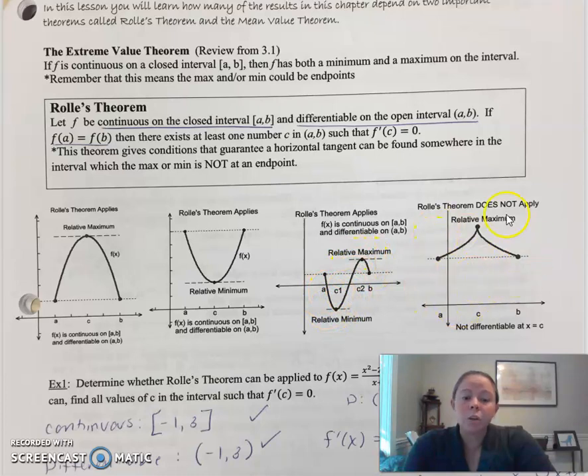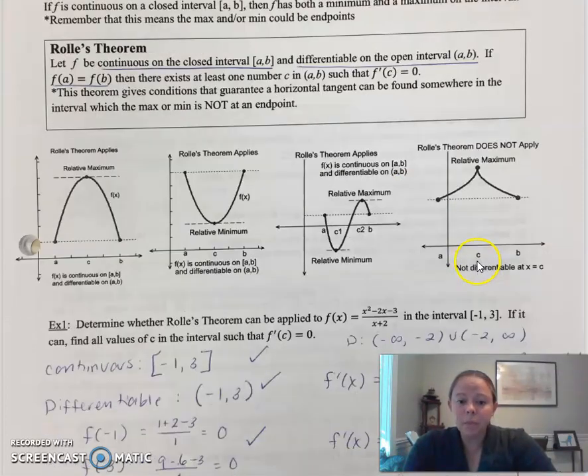And then here's where you cannot use Rolle's theorem. You can see it fails that second part. It's not differentiable on the open interval. We had this sharp turn right there where the slopes are not the same from the left and the right. And sure enough, the derivative is not 0. The derivative would be undefined right there.